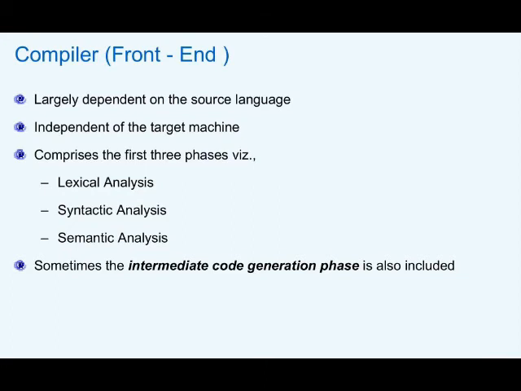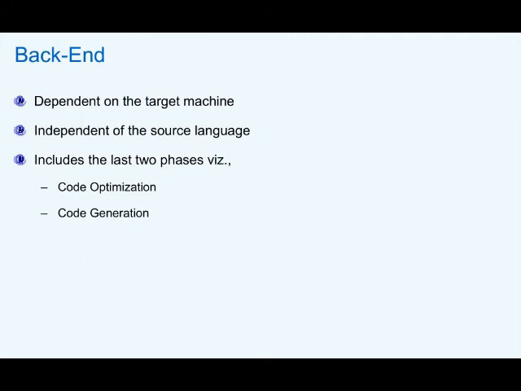Sometimes the intermediate code generation phase is also included in that, based on the compiler. The back end is made up of target machine dependence, and it will be independent of the source language. So the phases available in this category are code optimization and code generation.